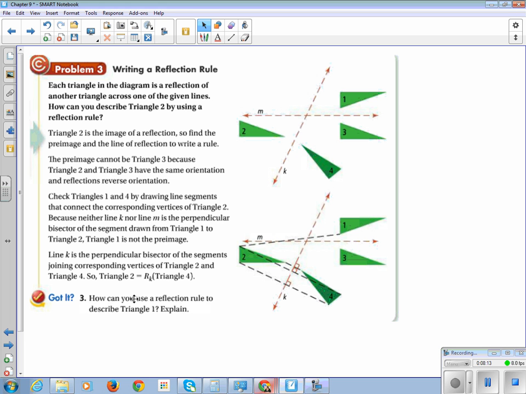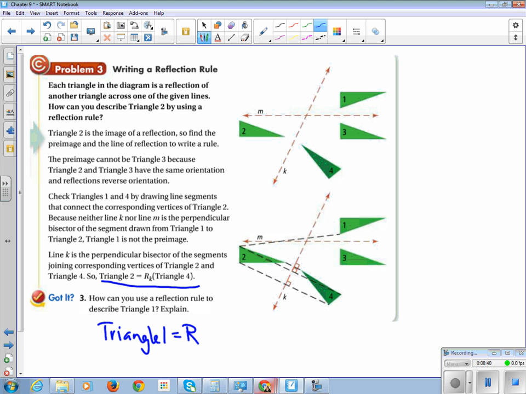Okay, now let's find a reflection rule to describe triangle 1. So who's buddies with triangle 1? Triangle 3. And it is reflected about line M. So using this as our format, we say triangle 1 is equal to the reflection across line M of triangle 3.